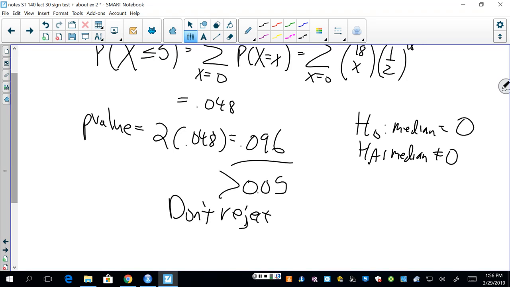Right, it would seem to fail to really be convincing, based on these 18 people, that it's significantly different than 0. So we don't reject the hypothesis. Conclusion. Right, the syrups, the 2 main triple syrups, are not significantly different.